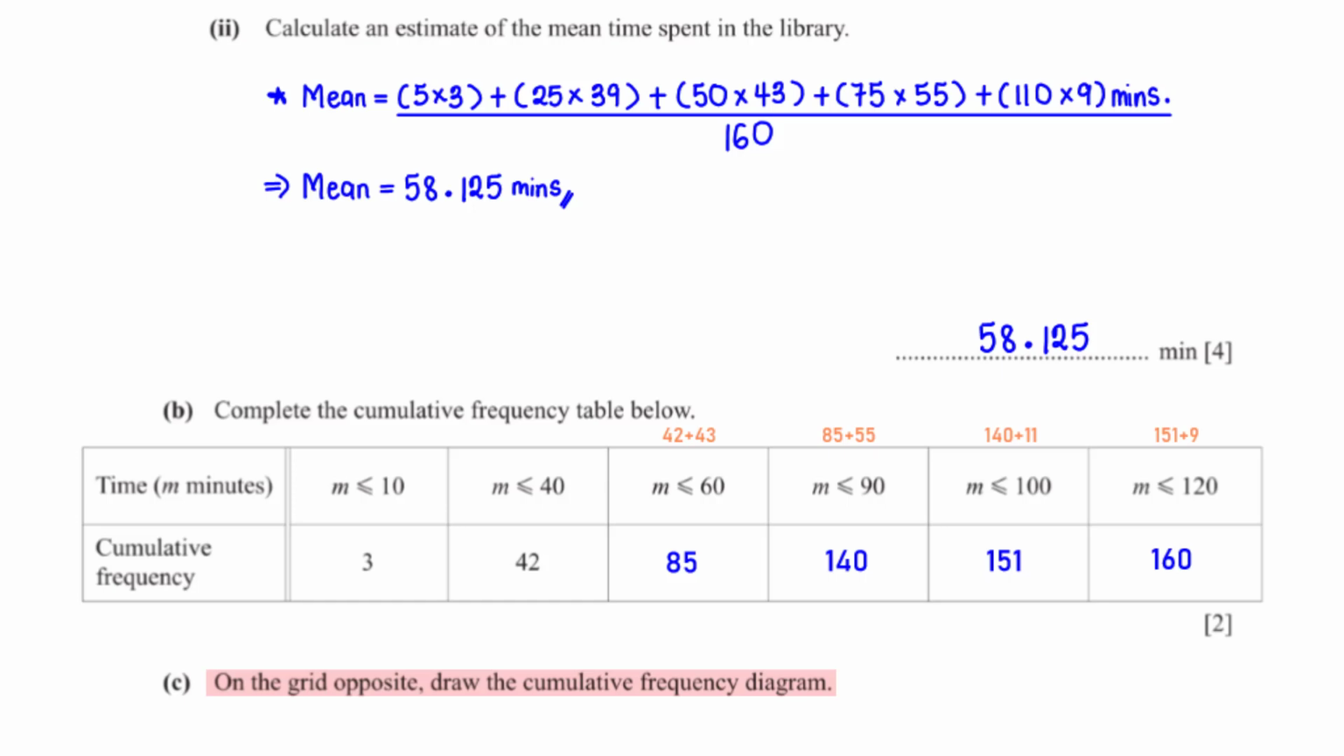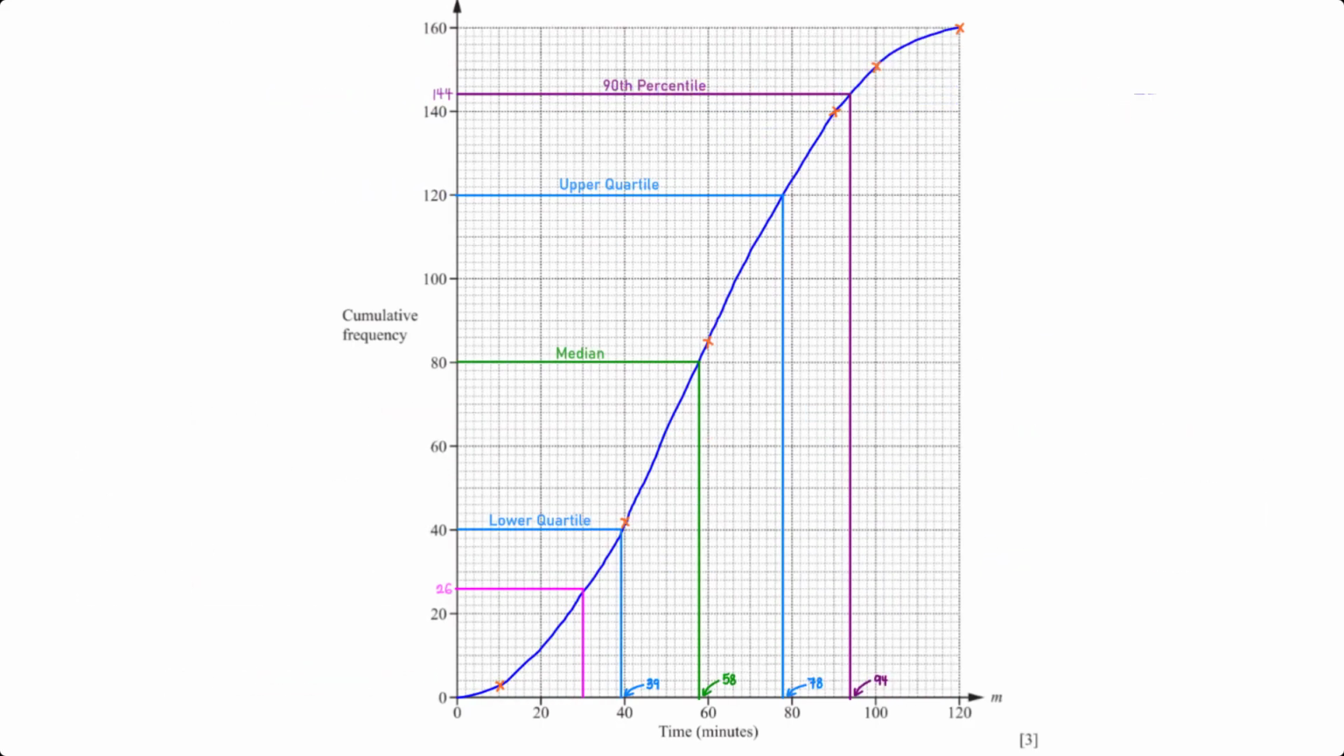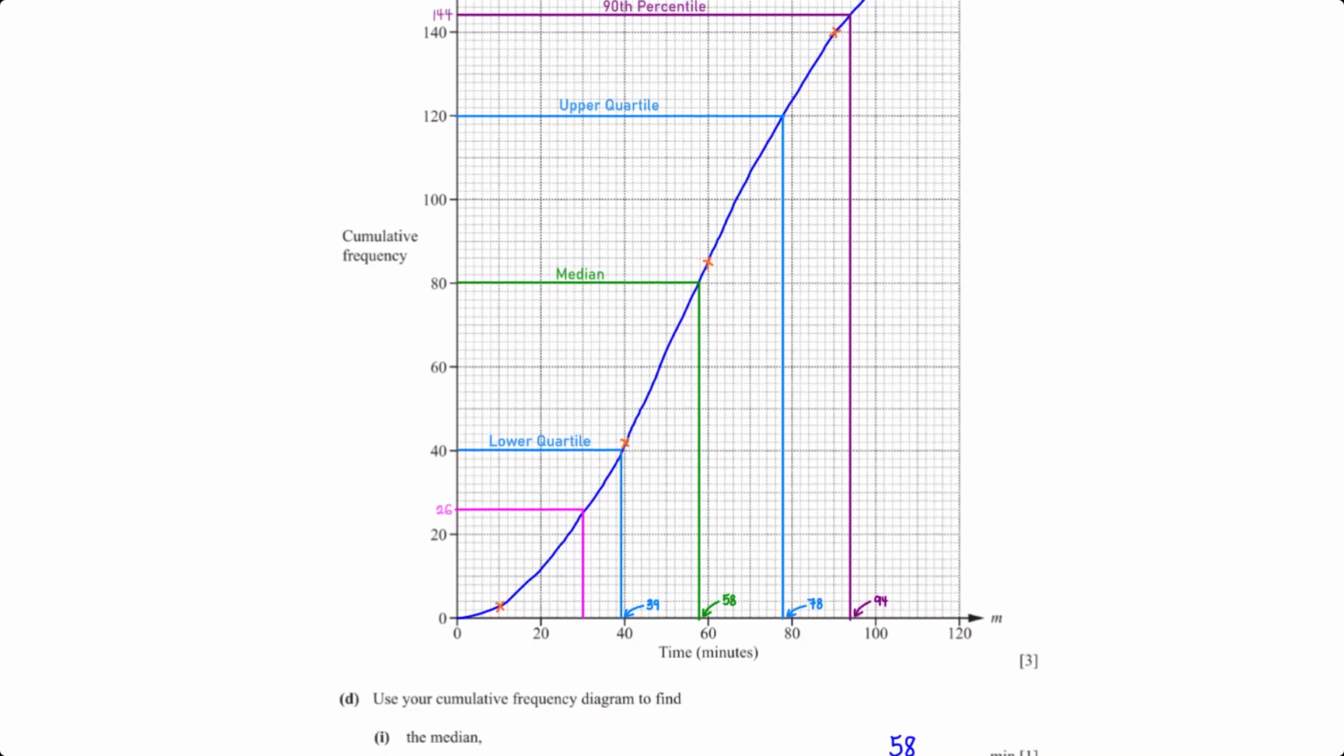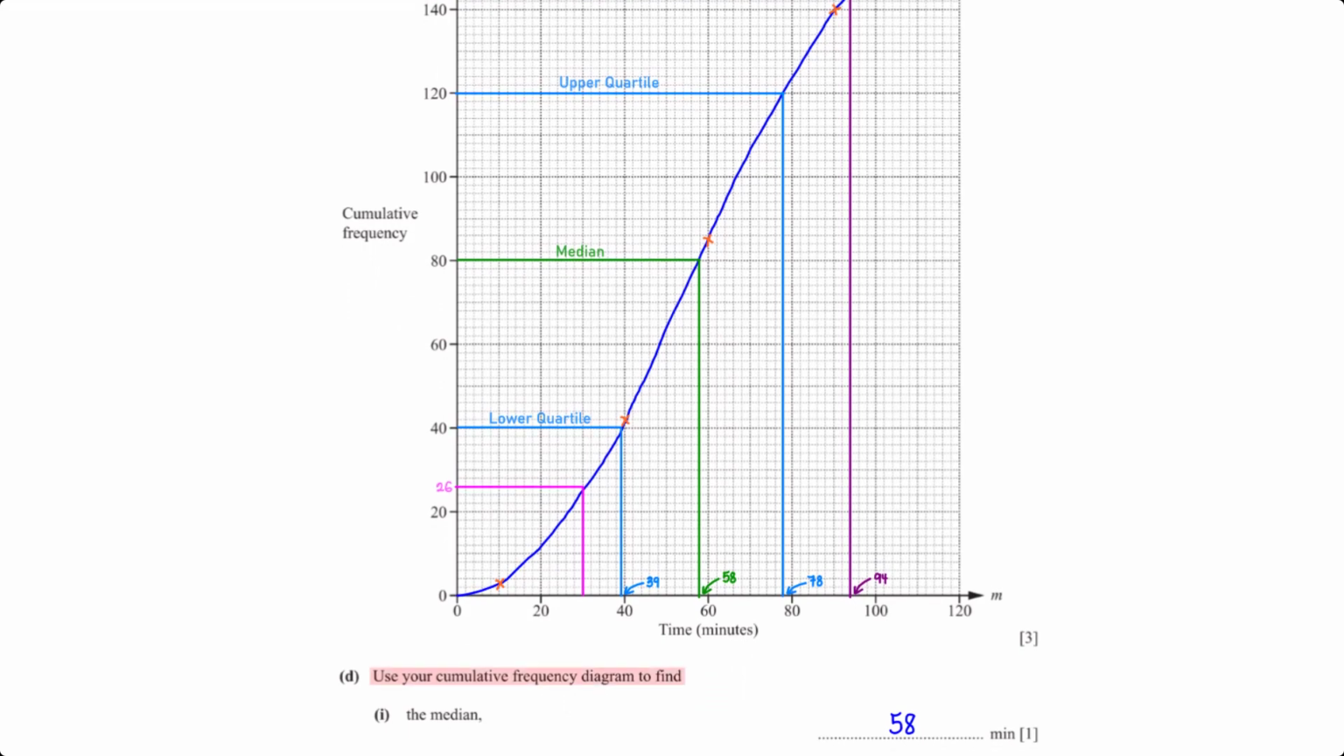On the grid opposite, draw the cumulative frequency diagram. On the grid, we plot all the points in the cumulative frequency table and connect the points with a smooth line starting from the origin. Use your cumulative frequency diagram to find the median. To get the median, we map half of 160, which is 80, on the diagram. This gives us the median to be 58 minutes.